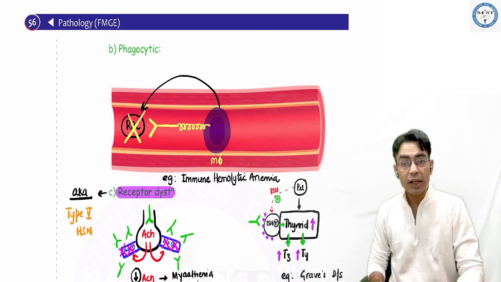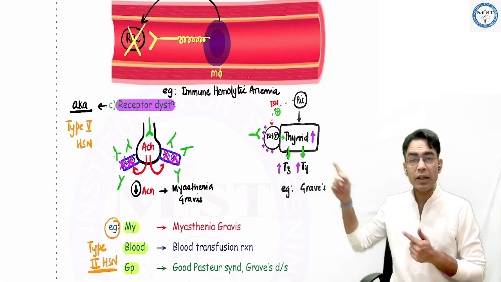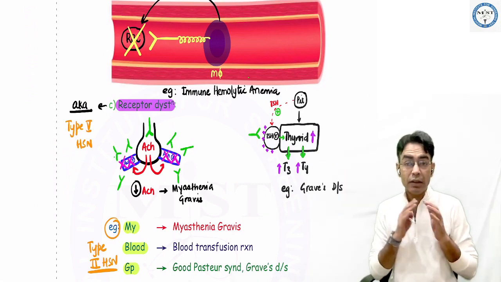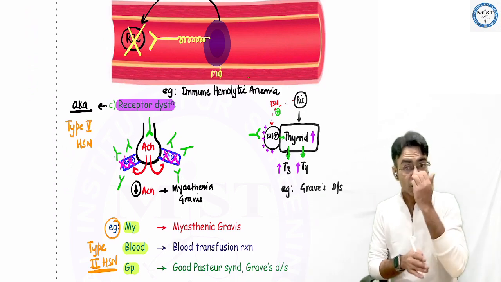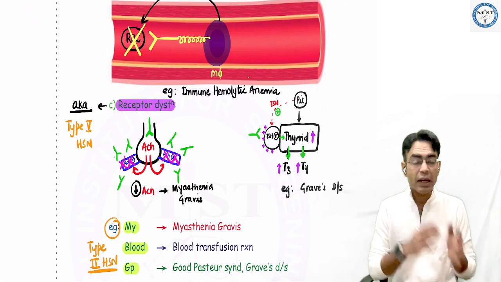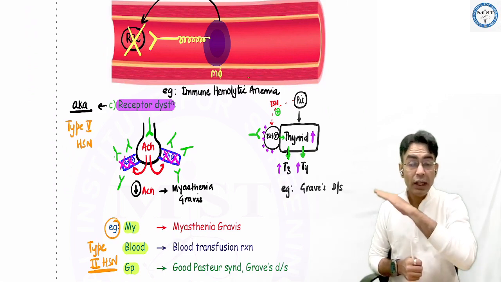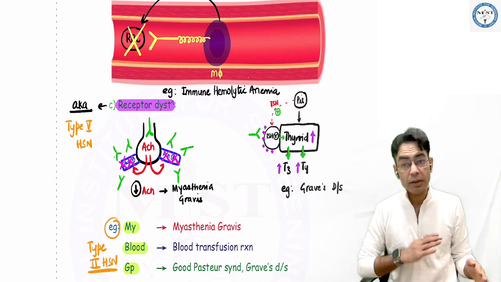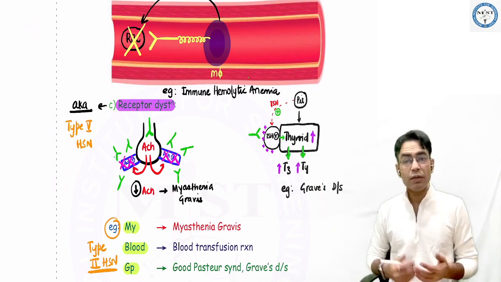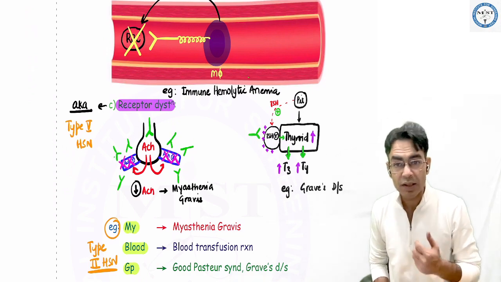Immune hemolytic anemia. Receptor dysfunction, either the antibody overactivates the receptor, Graves' disease, or antibody increases the rate of destruction of the receptor, so the receptor will not function. So again, it is myasthenia gravis. In receptor dysfunction, you have to understand it is not only a decline in the function of the receptor. Sometimes an increase in the function of the receptor is also a disease. And this receptor dysfunction of type 2 hypersensitivity is referred to as type 5 hypersensitivity.